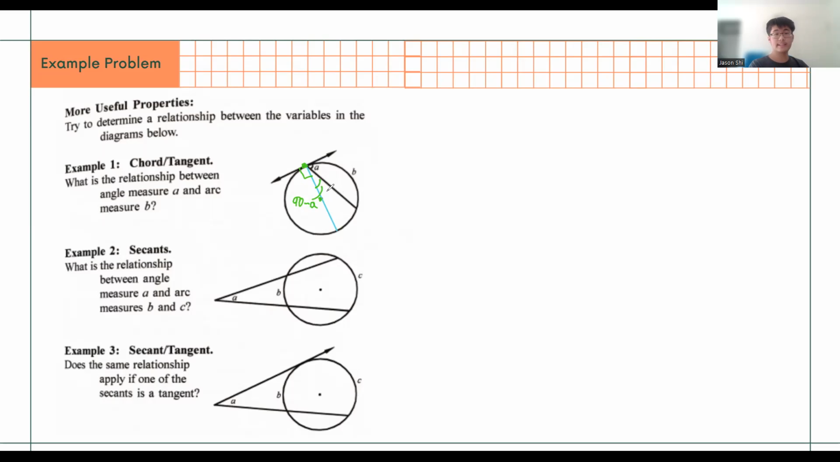Since this is 90 minus A, then this arc angle is now twice of that, right? So this arc angle is 180 minus 2A, right? Is everyone following me here? Because this is an inscribed angle and the arc length is twice the inscribed angle. So now we move on.